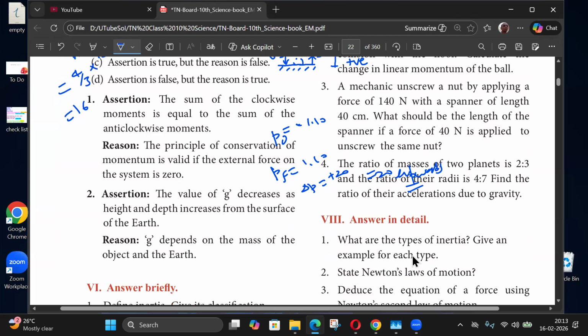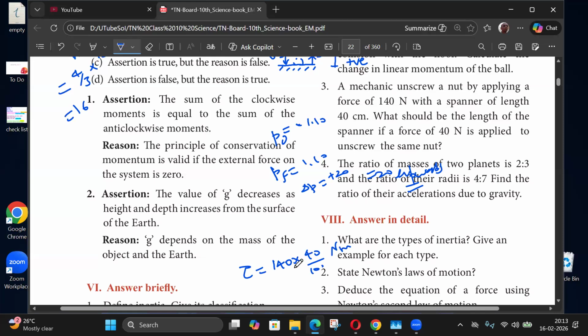So the formula is L2 is equal to F1 into L1 by F2. Sorry, F2. Is the formula okay? Remembering big formulas, you can say the torque required to unscrew that nut is 140 into 40 in SI units. So it's 140 into 40 by 100 Newton meter. So this is the torque required to unscrew that nut.